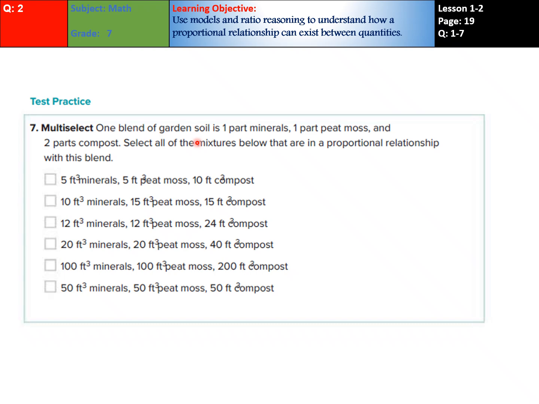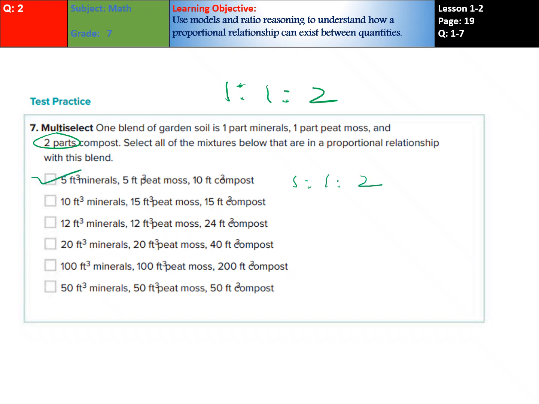One blend of a garden soil is 1 part mineral, 1 part peat moss and 2 parts of compost. Select all the mixtures which are in the same proportional relationship. First of all, we will see what proportional relationship is given: 1:1 and then 2. So this is 5, 5 and 10. 5 one time is 5, 5 one time is 5, 5 two times is 10.